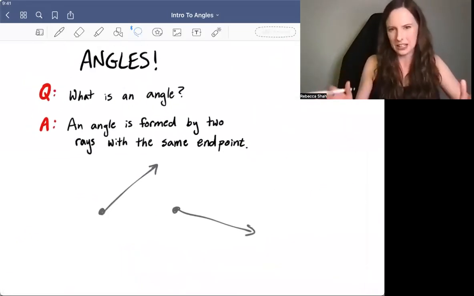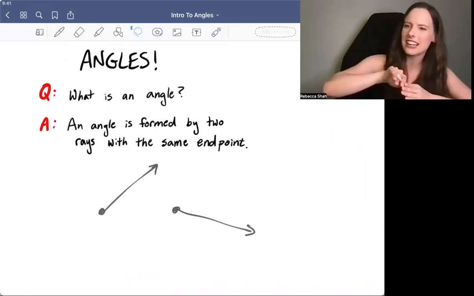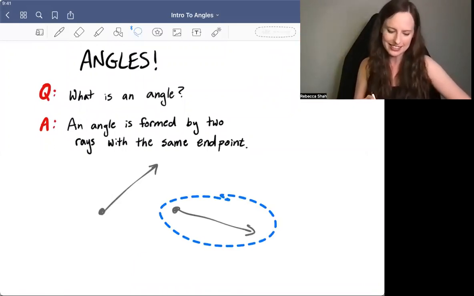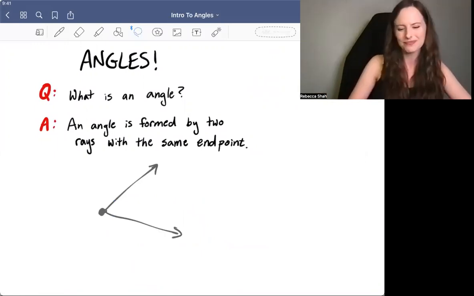So first off, what is an angle? Well, it's made up of rays, and a ray is a part of a line that extends just in one direction. So if I take this ray and slide it over so their endpoints overlap, boom, we have an angle.